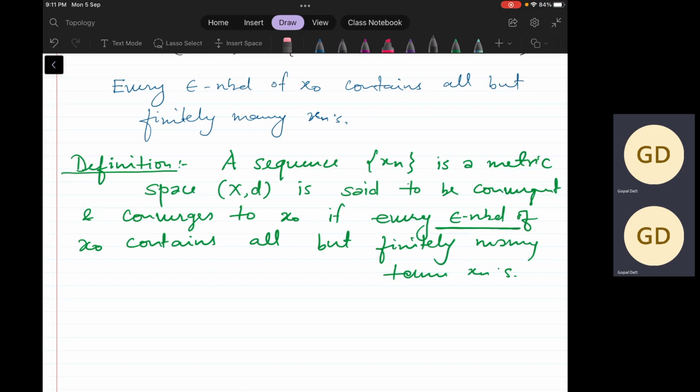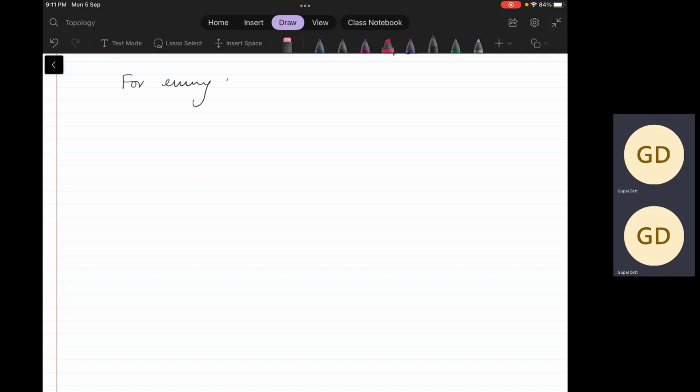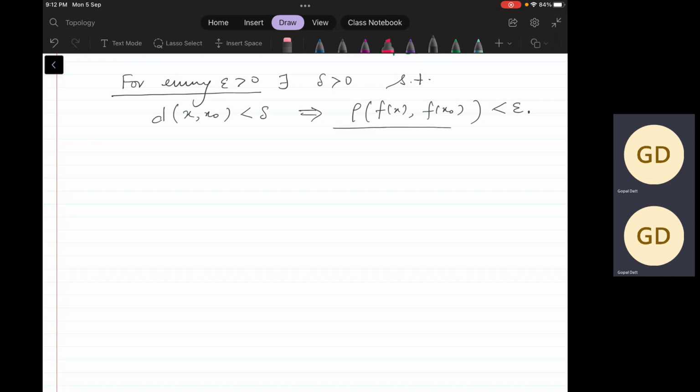Now let us come to the second definition, that is, the definition of a continuous function. Recall that in that definition of a continuous function, it was written that for every epsilon positive there exists delta positive, delta depends on epsilon and the point x naught, such that whenever we have this thing, we will get this. So let us rephrase this definition in terms of epsilon and delta neighborhoods.